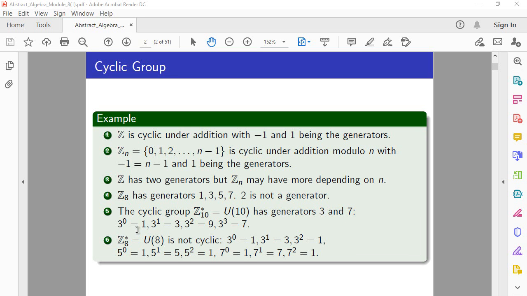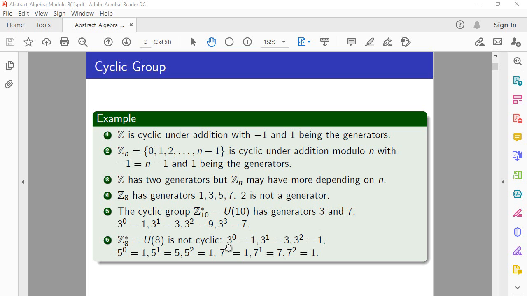Now, just so that you don't think that any Zn star is cyclic: Zn is cyclic under addition for any n, but Zn star may or may not be cyclic. So here Z10 star is cyclic, however, Z8 star isn't cyclic. Z8 star again is the set of integers between 1 and 8 that are relatively prime to 8. And Z8 star is not cyclic because it doesn't have a generator. So for example, 3 doesn't generate Z8 star.